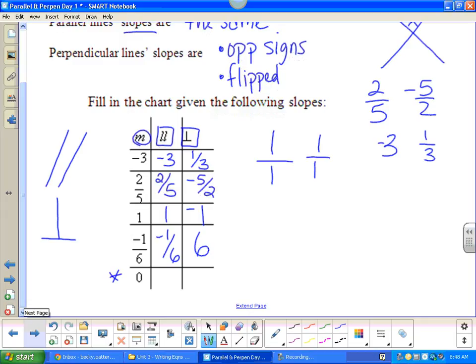Then this is our special case. Remember him, slope is 0. That's a horizontal line. Parallel would be exactly the same, which would be 0. But now think about perpendicular. What is perpendicular to a horizontal line? Answer is a vertical line. And what is the slope of a vertical line? Undefined.